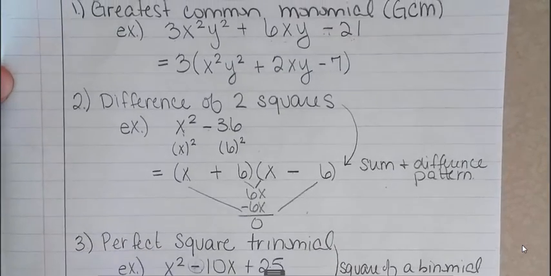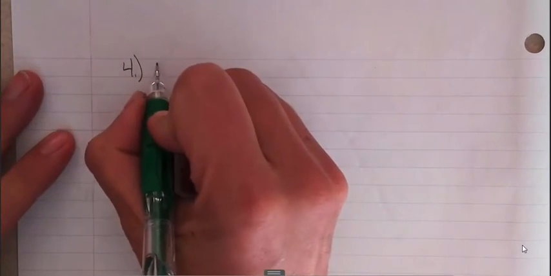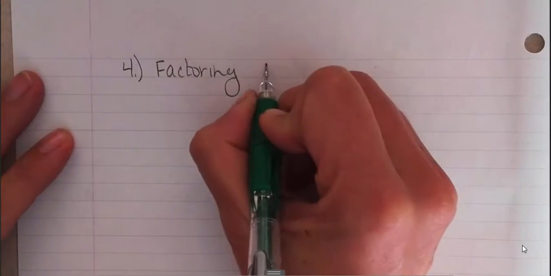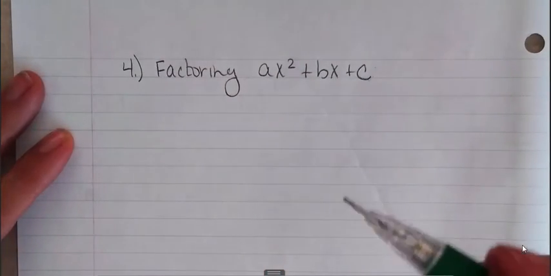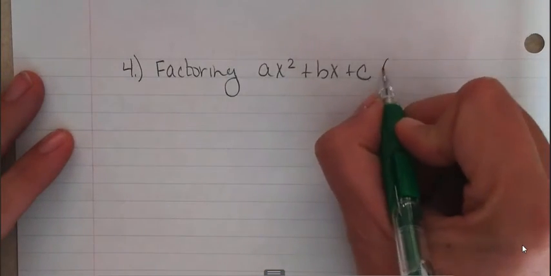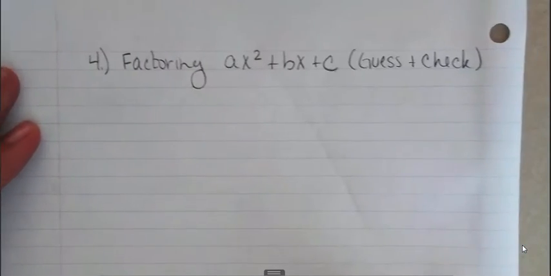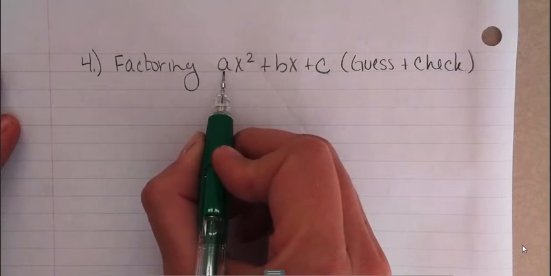Okay, so those are all the tricks I have up my sleeve. After that, your next friends you're not going to like that much. All right, so friend number 4. This is factoring ax squared plus bx plus c, or as I like to call it, guess and check. Okay, so sometimes I'm going to talk about when a is 1, and then I'll talk about when a is something other than 1, okay?